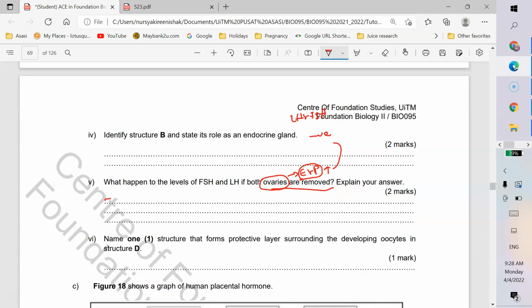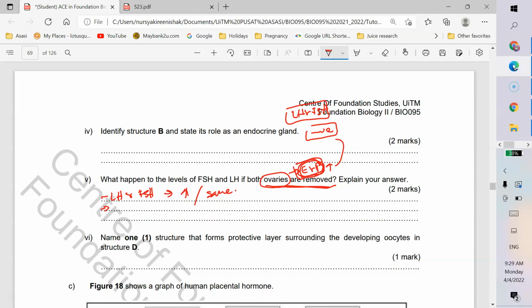But now the ovaries are removed. A woman no longer has ovaries. So what is the effect? Estrogen and progesterone production will drop. And when it drops, it will not cause negative feedback to the hypothalamus. So therefore, LH and FSH secretion will increase or remain the same. Why? Because secretion of these two hormones by the anterior pituitary is regulated by the hypothalamus and there is no negative feedback posed by the estrogen and progesterone from the ovary.